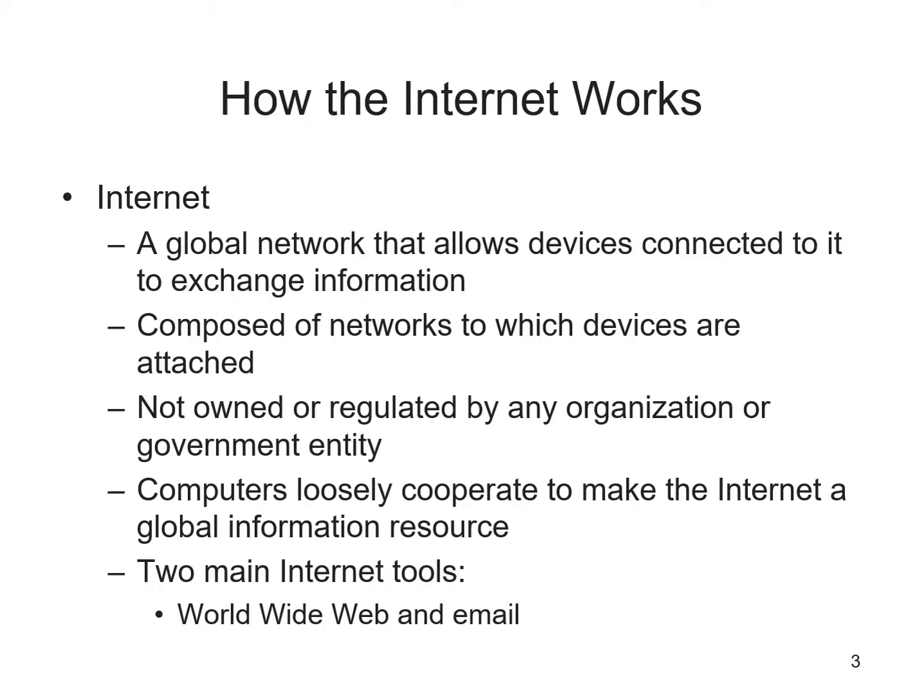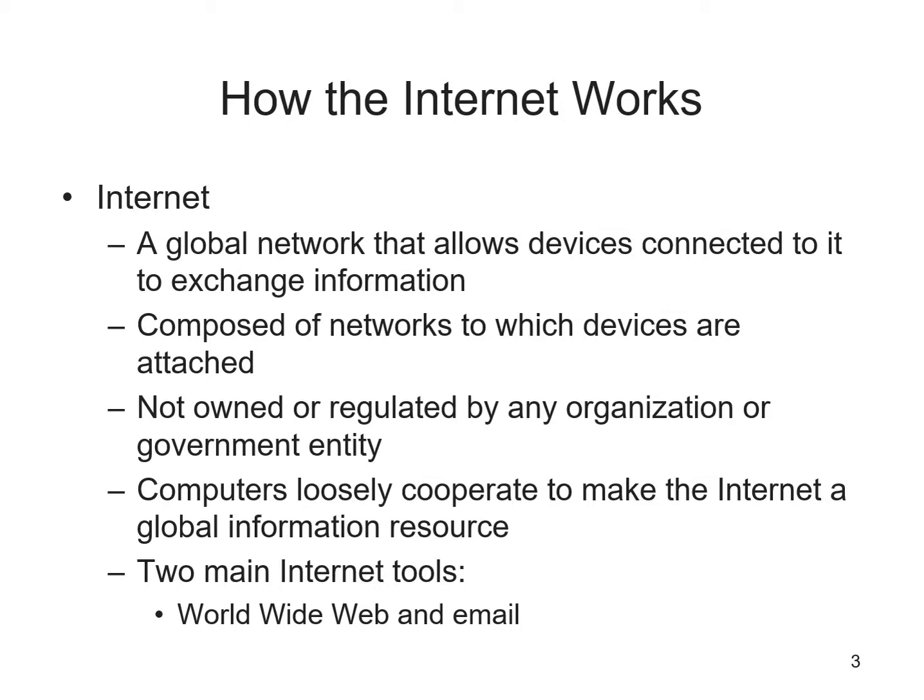Now, just to talk about how the internet works. Internet is a global network that allows connected devices to exchange information. As we all know, no one owns the internet, but it is a network of networks where all different devices are connected to the internet and sharing certain information. They could be emails, attachments, video files, documents, PDF, Excel sheets, and anything that we are doing on our regular basis. It is composed of the networks to which the devices are attached, and no one is owning or regulating it, no organization or entity.